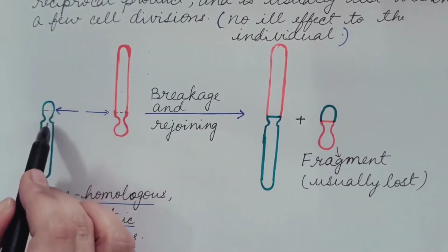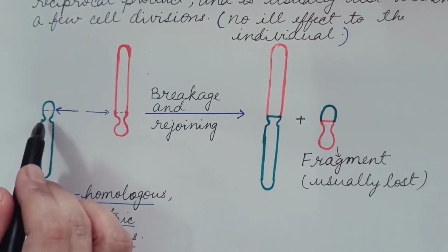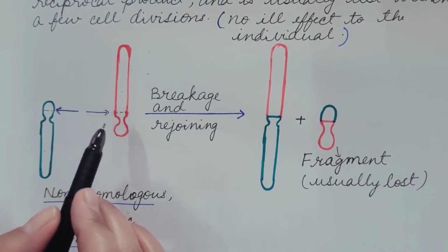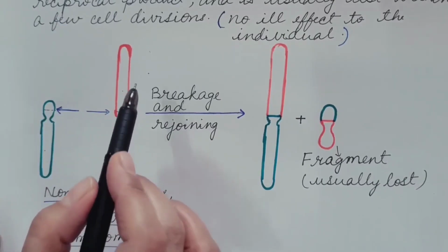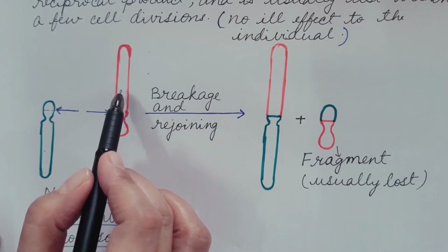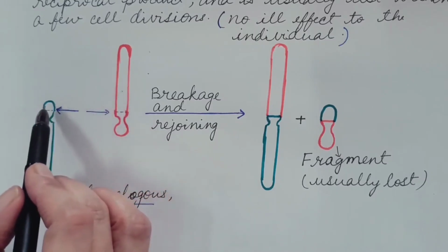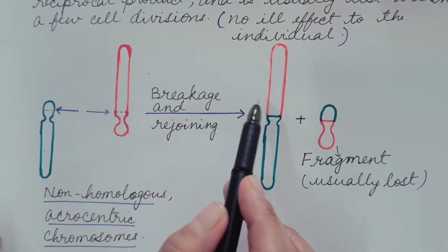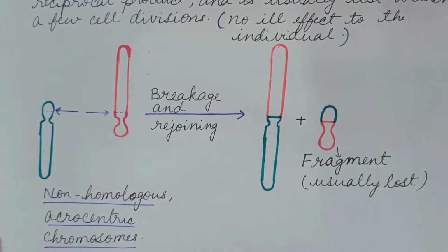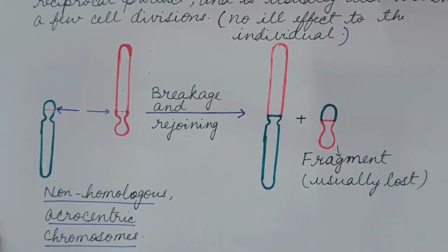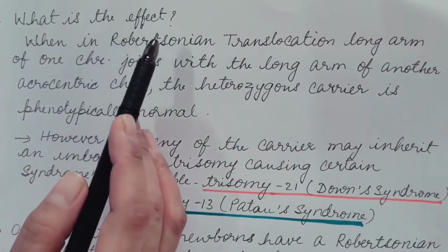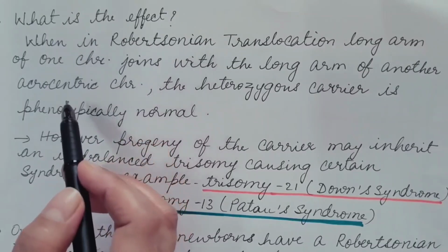So here this fragment of acrocentric chromosome is exchanged for this fragment, and this fragment of the chromosome is exchanged for this fragment. So it is an example of reciprocal translocation. Now let us see the effect of Robertsonian translocation.